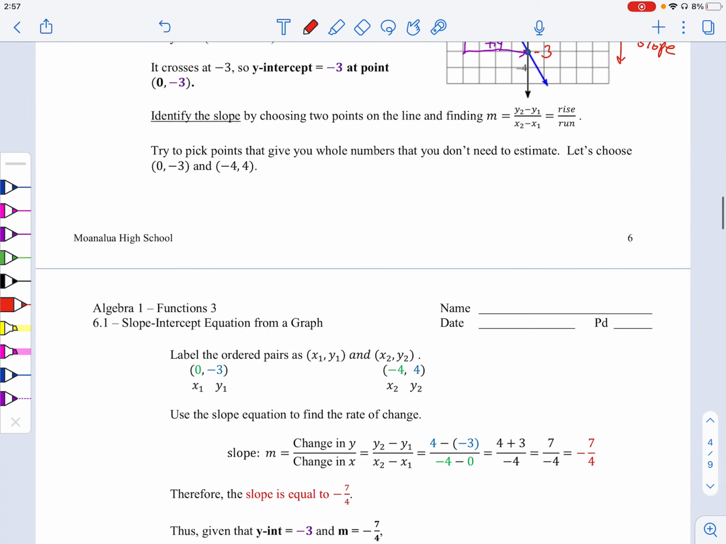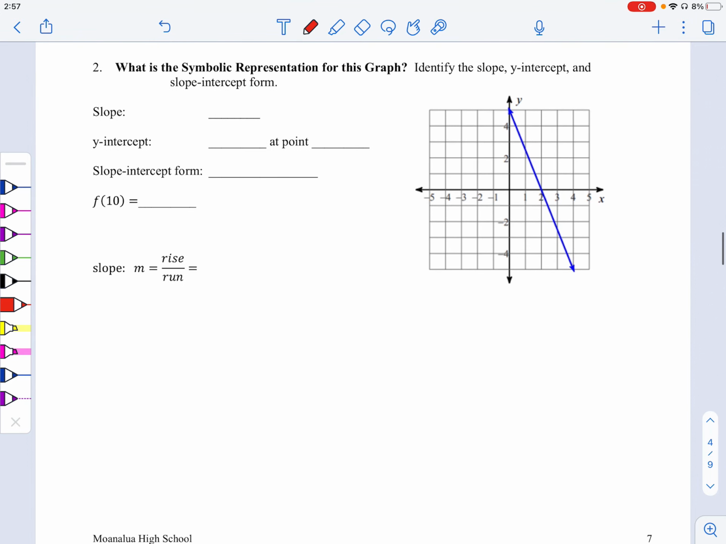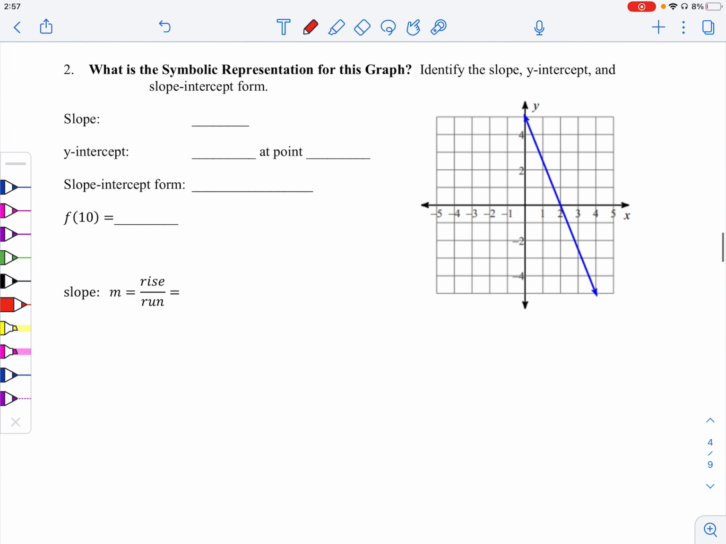Okay, so let's go next, number 2, right here. Again, we start at our y-intercept, right? Because we want to get to f of x equals mx plus b. So we start at our y-intercept right there. That is at 5, so y-intercept 5, so (0, 5). And then we follow the line till we hit a corner right there.